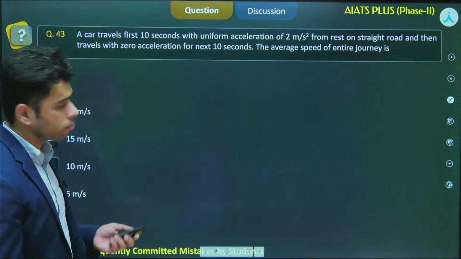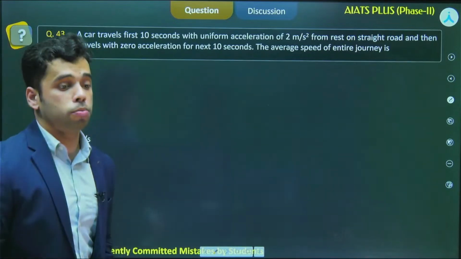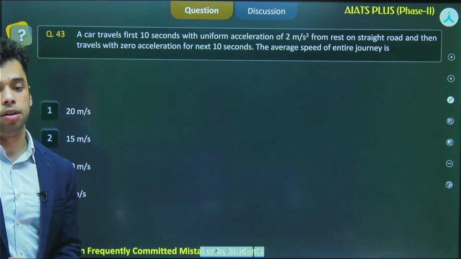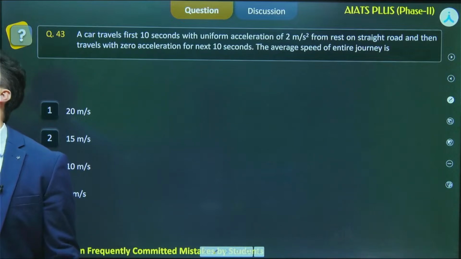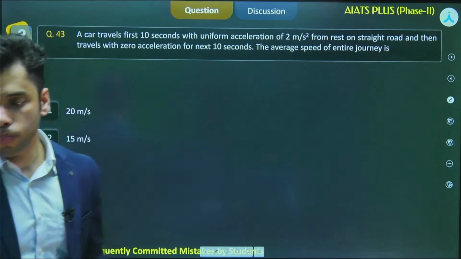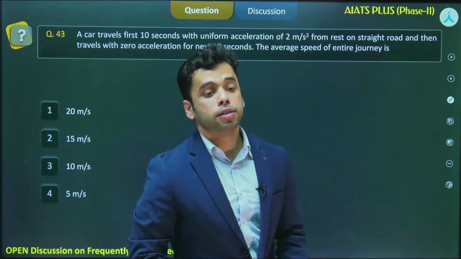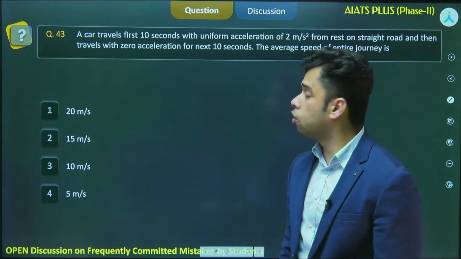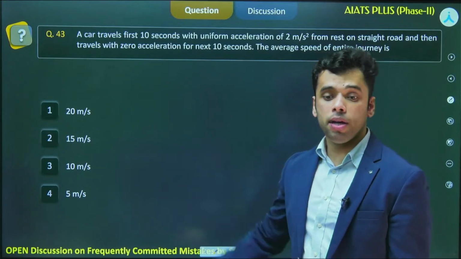Okay. It is problem 43 in the original paper. Can someone tell me the answer? What should be the answer to this problem? This problem is based on the chapter of motion in a straight line, right? And let me go through the problem.